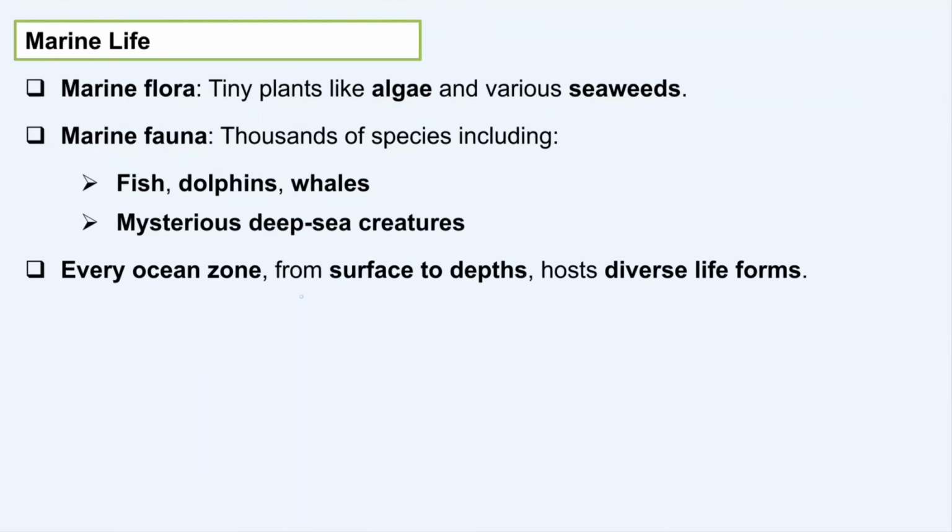And every ocean zone, from surface to depth, hosts diverse life forms. In every ocean zone, from the upper surface to the deepest inside, there are diverse forms of life, a variety of life. Just like on land we have a variety of life, inside the ocean also there is a variety of life forms.